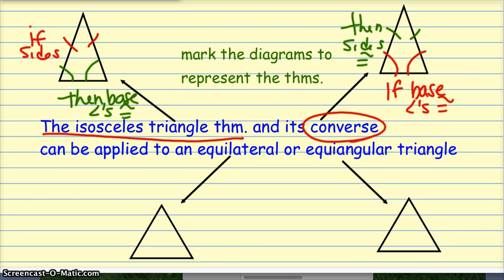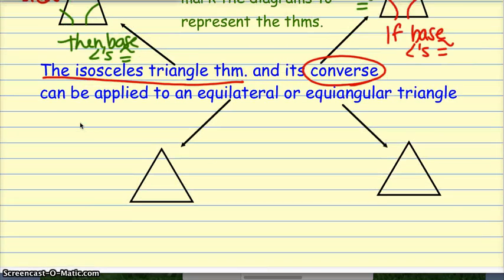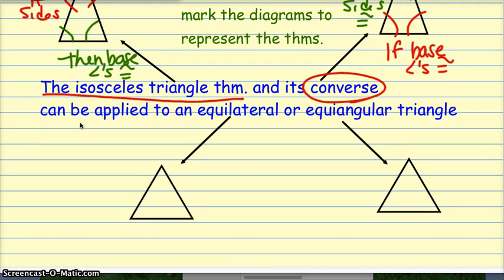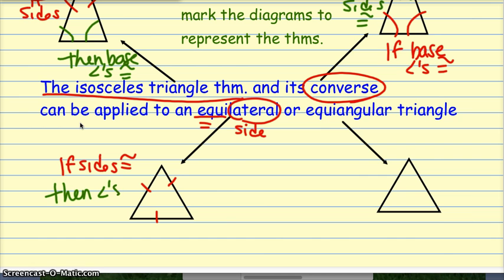The same theorems can be applied to equilateral and equiangular. So let's look at those words for a second. Equilateral, equal meaning equal, lateral meaning sides. So this one is saying if the sides are congruent, they're all congruent, it's equilateral, then the angles are congruent.